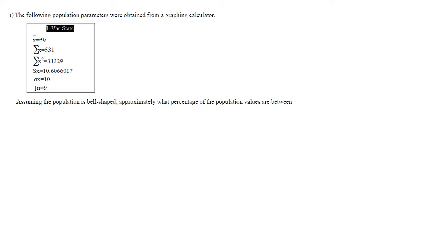Problem one, we're talking about outputs in this playlist. This is the output study guide playlist. So the first problem says the following population parameters were obtained from a graphing calculator.